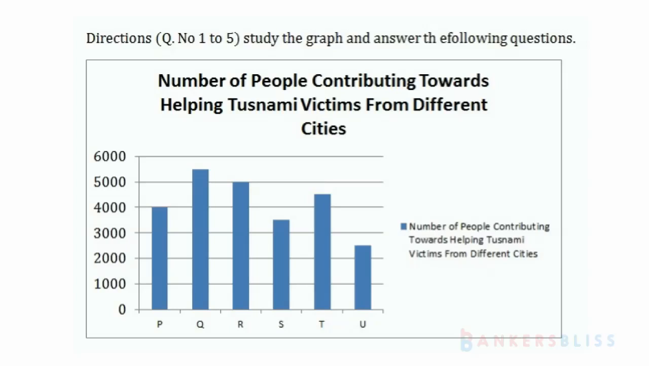From P, 4,000 is the number of people. From Q, 5,500 is the number of people. R, 5,000. For S, you have to keenly observe the bar chart ends between 4,000 and 3,000, exactly in the middle, so the answer is 3,500 for S. For T, it lies between 4,000 and 5,000, so 4,500 is the answer. For U, it lies between 2,000 and 3,000, exactly in the middle, so the data is 2,500 for U.